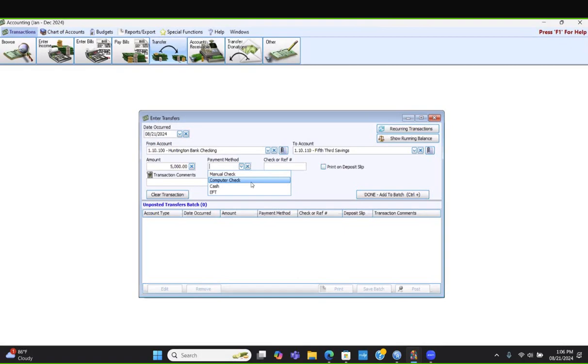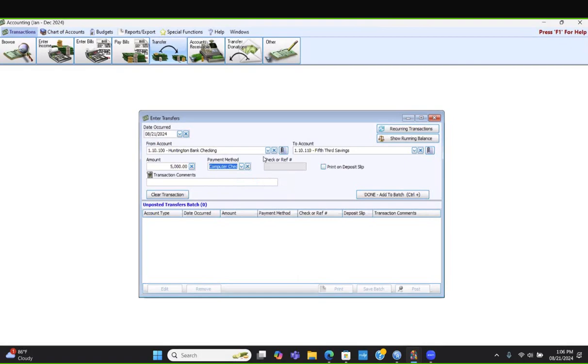If you're moving money between bank accounts and you need to print a check, you can put a check in the print queue, choosing computer check, and post and print a check just like you would normally. Or more commonly, maybe monies are being moved electronically, so you would choose EFT, or if you're handwriting checks, you would choose manual check. I'm just going to choose computer check for the purposes of our webinar.